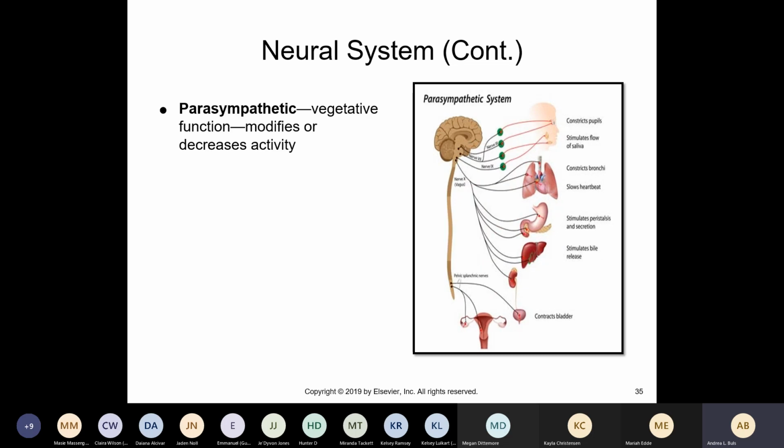Parasympathetic is vegetative function. So this is, I'm just sitting here chilling and my body's taking care of everything else that it needs to do. Like I said, all the digestive, respiratory, motility throughout your body, all of that stuff's happening. That's just on automatic cruise control.